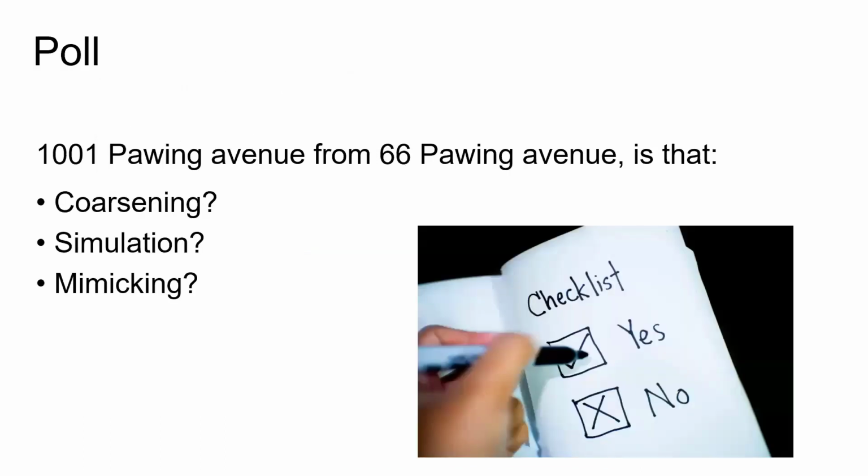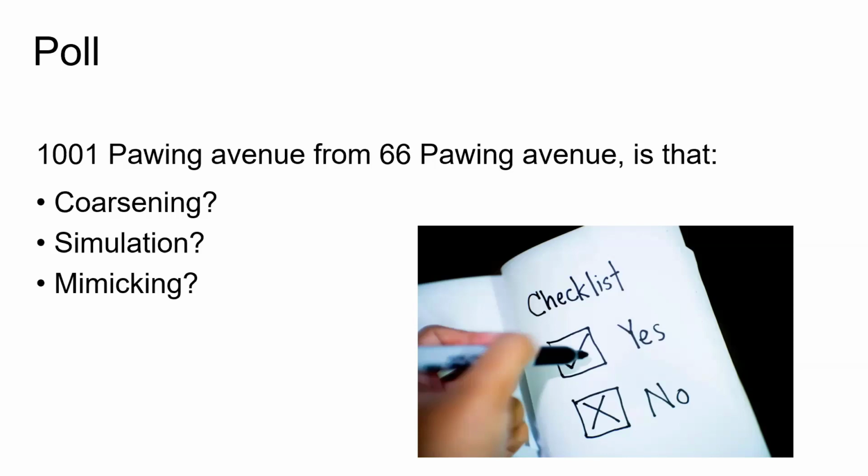So, very good. So that's very quick. If we created the record 1001 Poing Avenue from 66 Poing Avenue, would you consider that to be coarsening, simulation, or mimicking? All right, I'll give it another 10 seconds. I'm not sure if you can all see the results, so I'll read out the results as well.